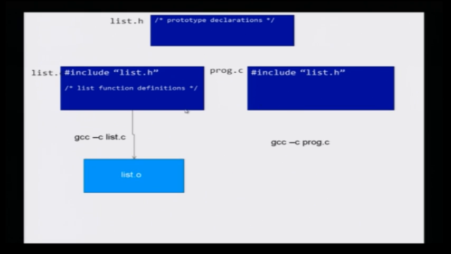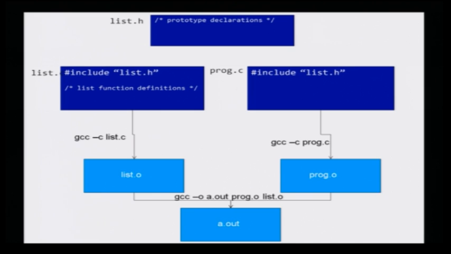Now, I separately compile list.c into list.o using gcc -c and prog.c into prog.o using gcc -c. So now I have two object files, list.o and prog.o, and these will be combined using gcc -o. This says that the output file will be called a.out. The compilation units that I need are prog.o and list.o, so use these two files in order to create the output file a.out.